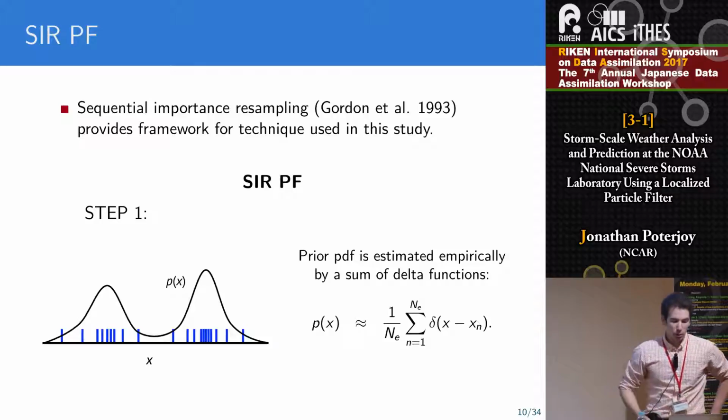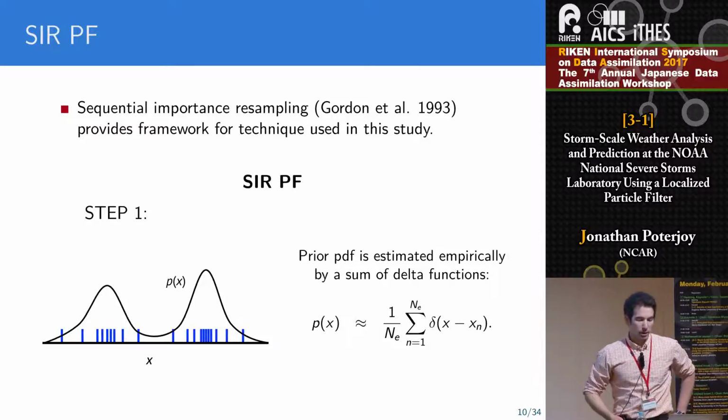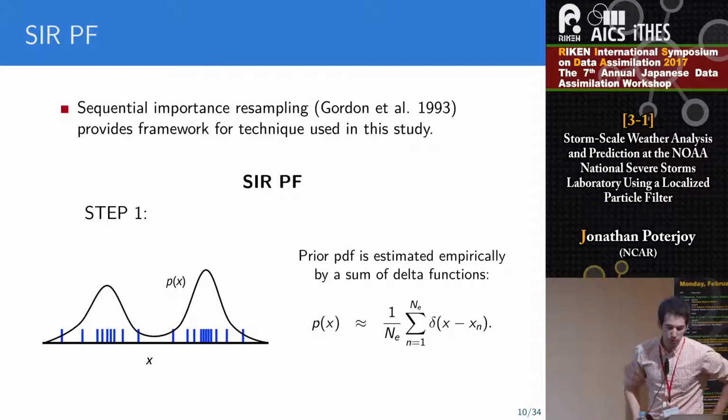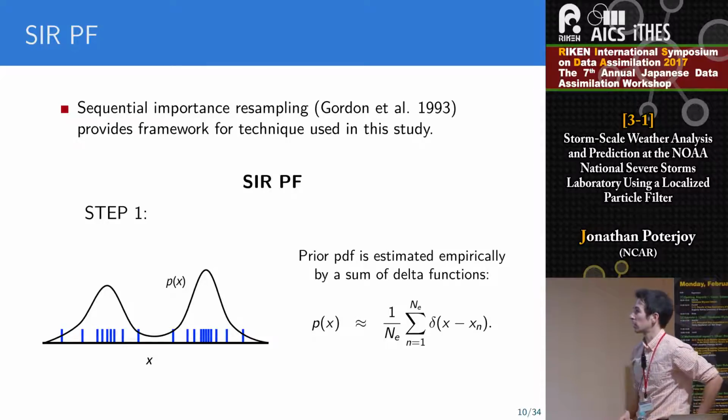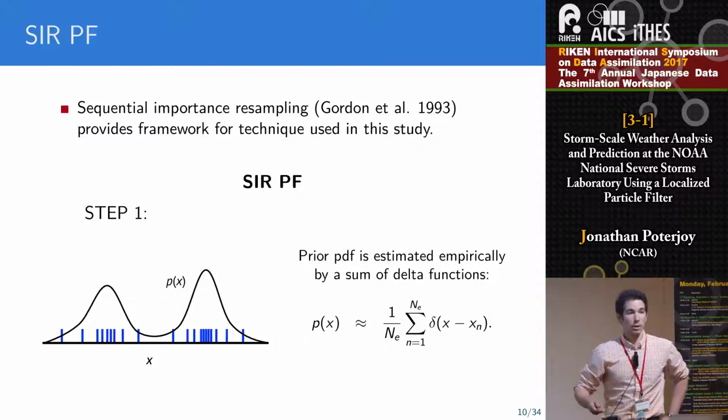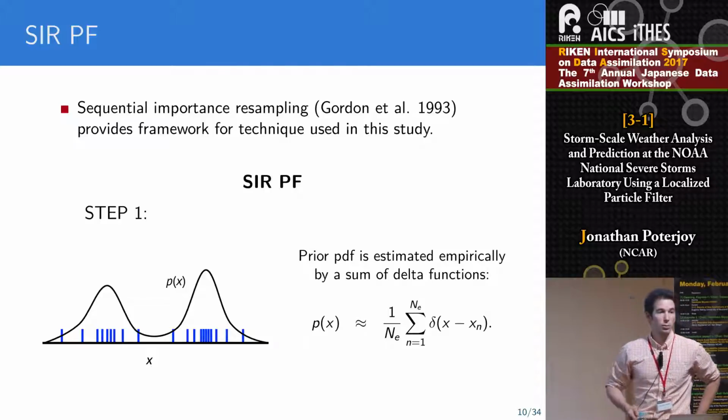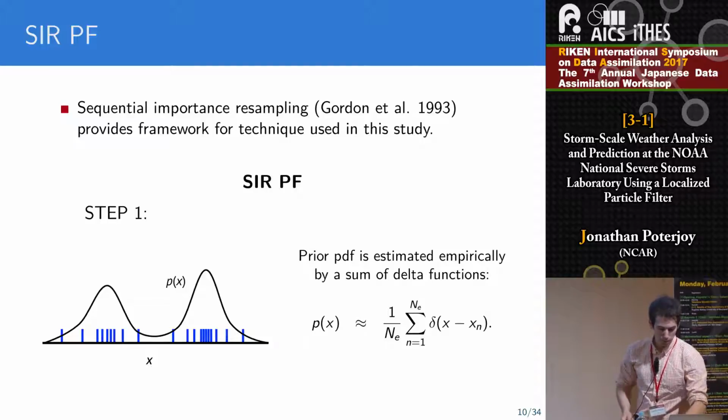And so the method I'm going to be working with is based on a simple idea called sequential importance resampling. The sequential importance resampling particle filter just follows 3 steps, which I'm going to show in the next couple of slides. So first of all, we have this prior distribution P of x and some samples from it. The first step to this method is going to just assume that this prior PDF can be estimated empirically using a sum of delta functions, each one centered on those particles.